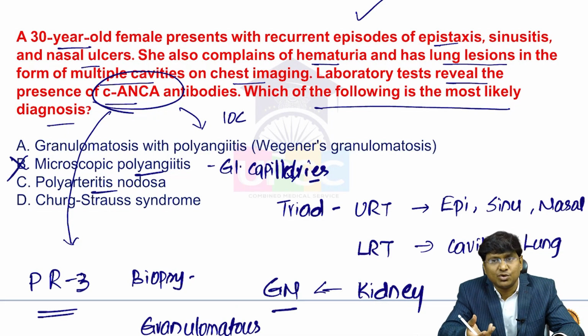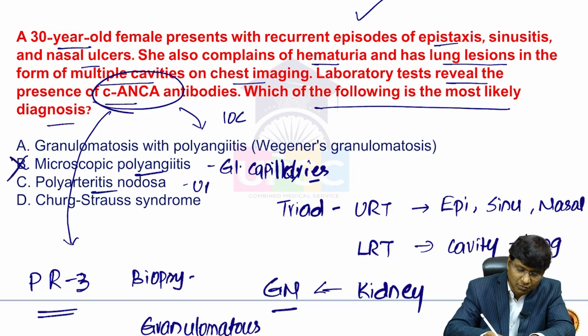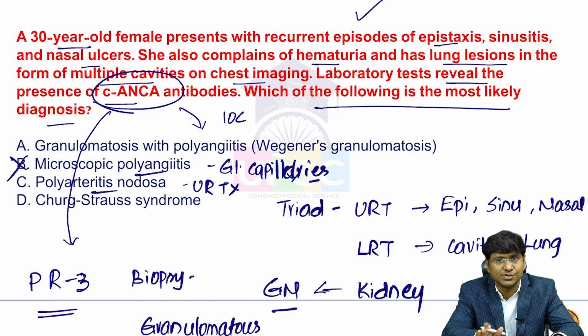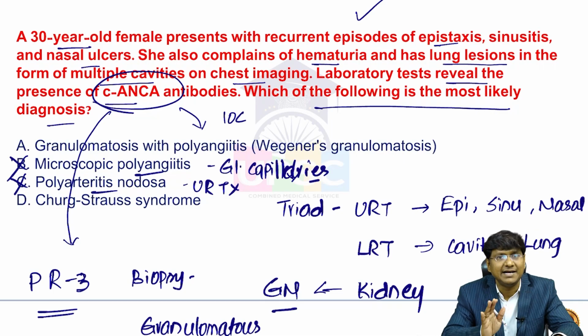And polyarteritis nodosa, it affects the medium-sized vessels, and it is not associated with the upper respiratory tract involvement. Upper respiratory tract involvement is not the feature of the polyarteritis nodosa. And in polyarteritis nodosa, you don't have the ANCA as well.